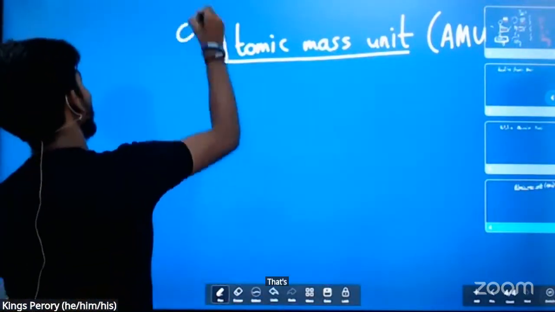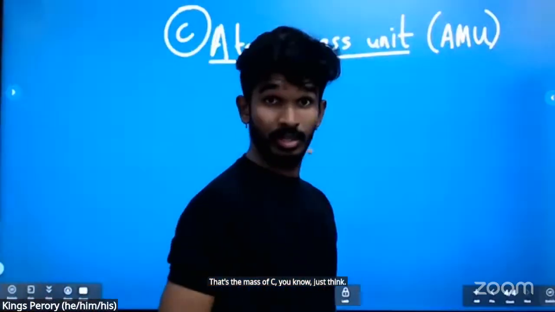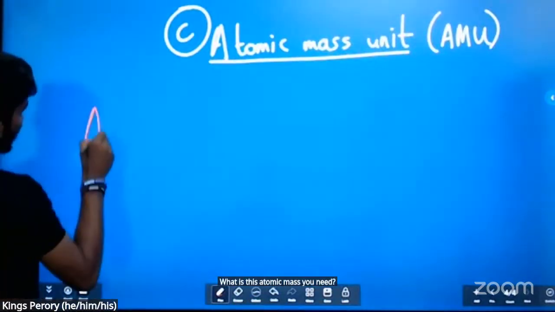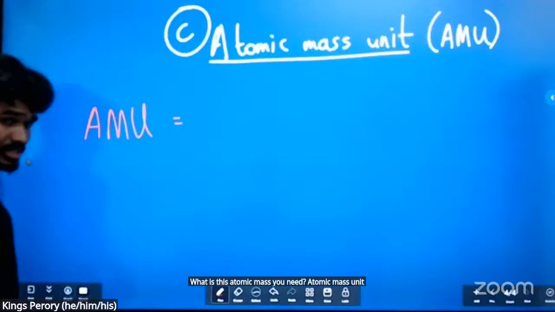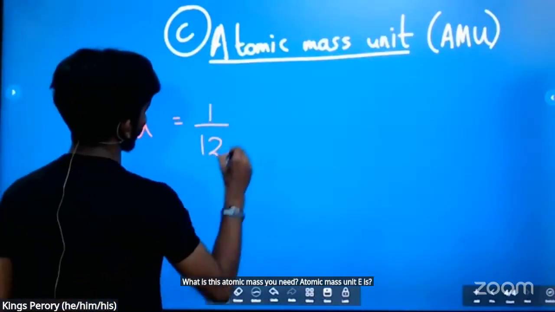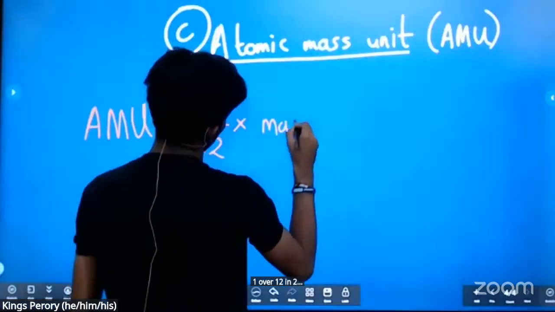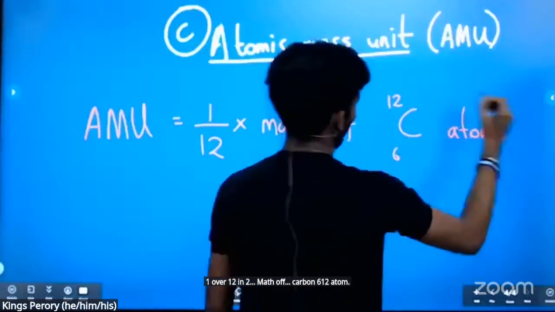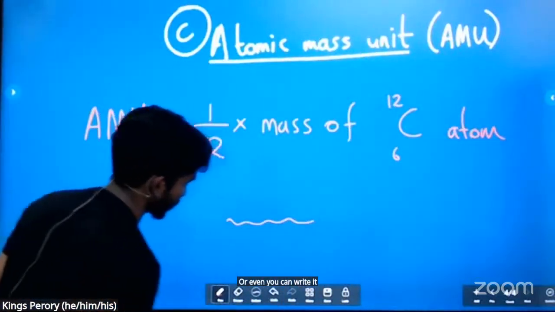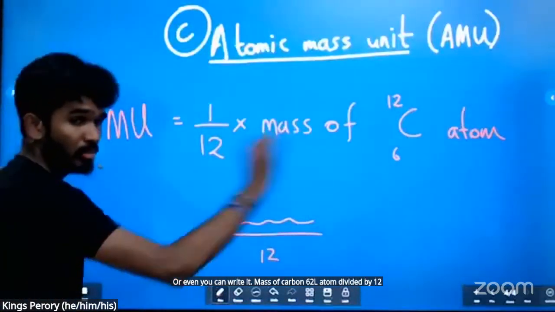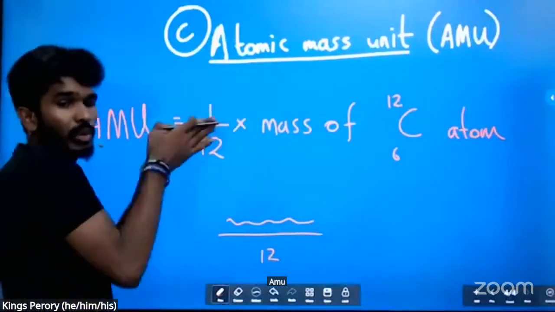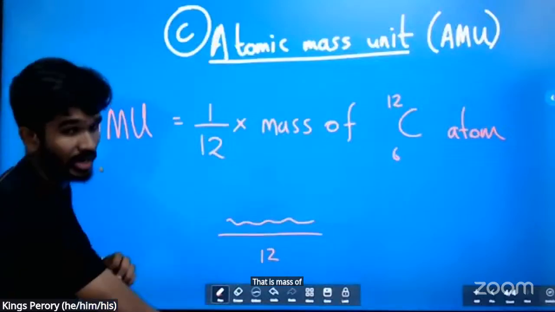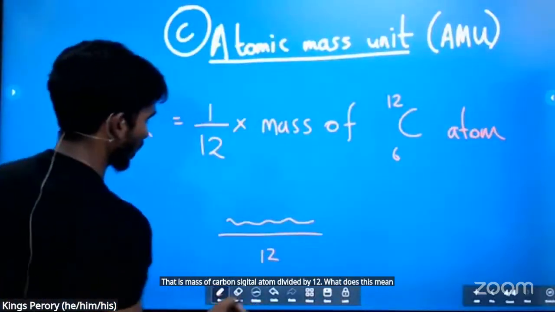That's the mass of C. Just think. All right. What is this atomic mass unit? Atomic mass unit is 1/12 into the mass of a carbon-12 atom. Or you can write it as the mass of a carbon-12 atom divided by 12. Both are the same. AMU is 1 over 12 into the mass of a carbon-12 atom. That is the mass of a carbon-12 atom divided by 12. What does this mean?